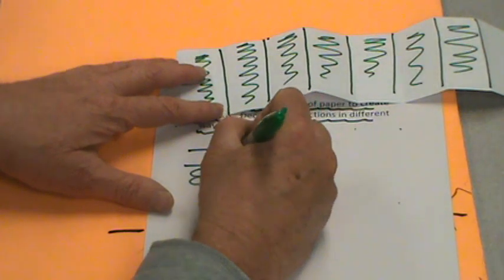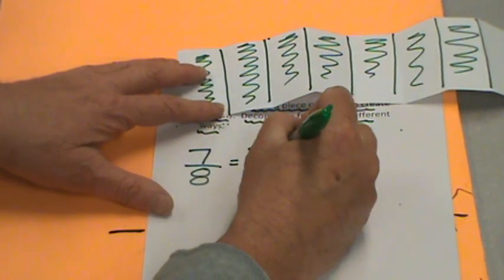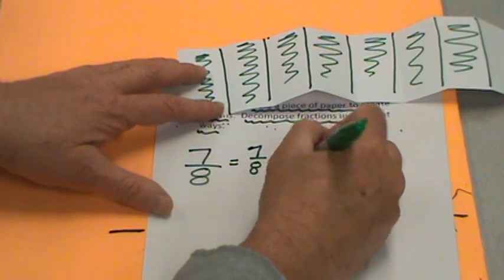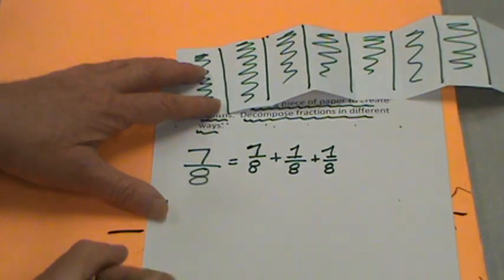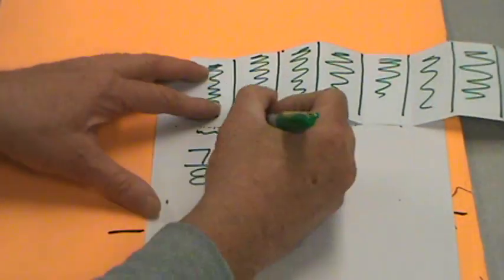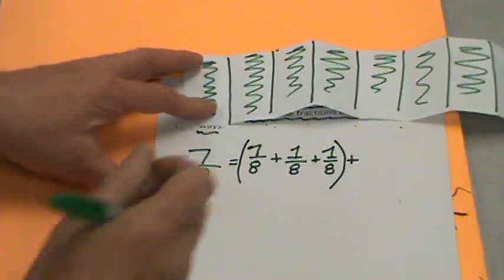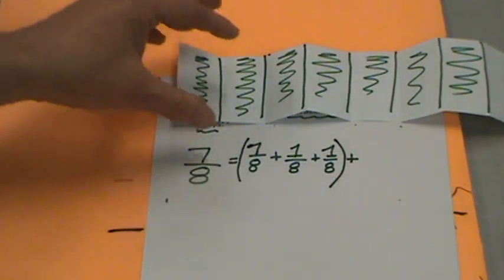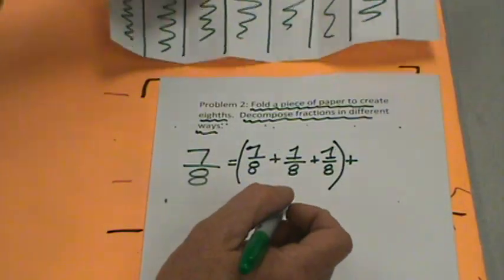We're going to go 1 eighth plus 1 eighth plus 1 eighth. That's a terrible looking one. So we have 3 eighths, right? And we'll put these in the parentheses. And what will we need to add to this? Well, how many do we have left? We have 1, 2, 3, 4.